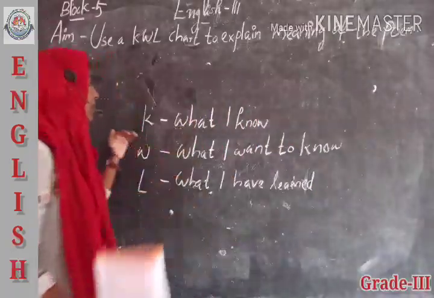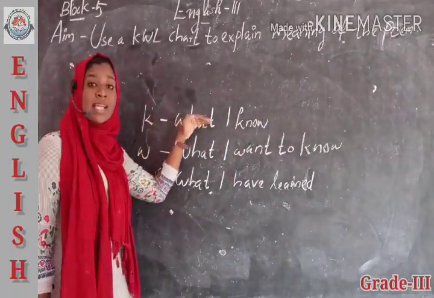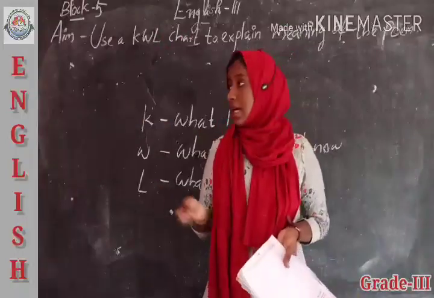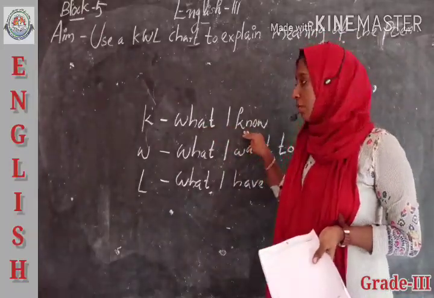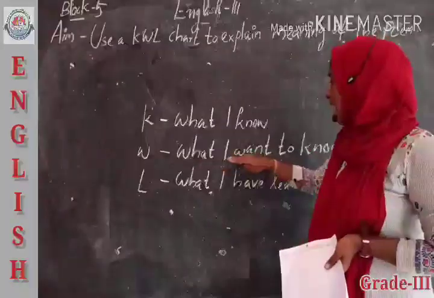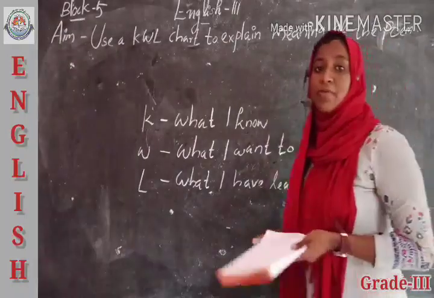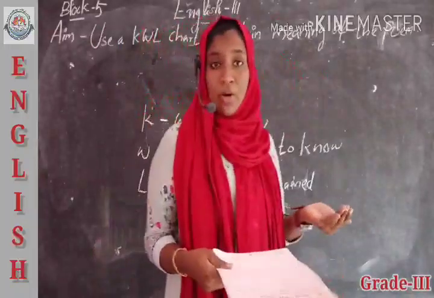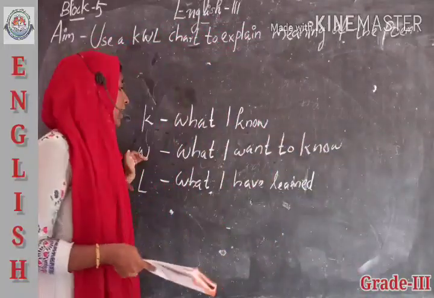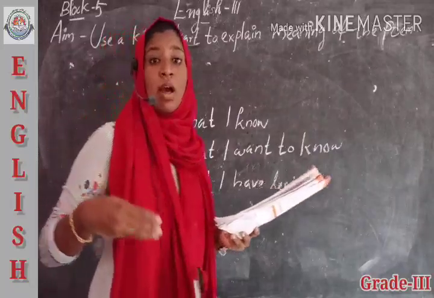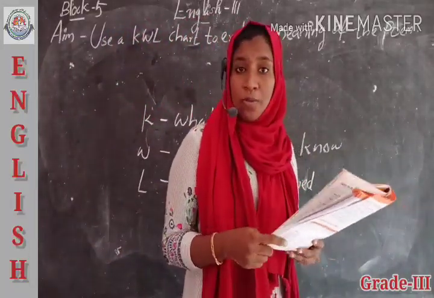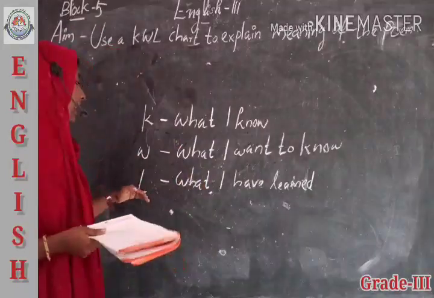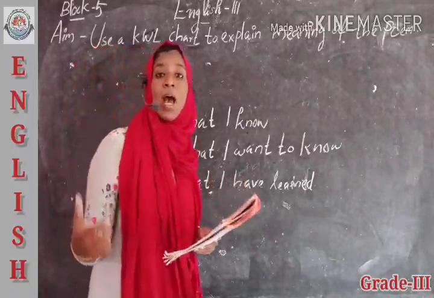So, please look here. Here K stands for what I know. That means what we already know, isn't it? W stands for what I want to know. Yes, before going to a poem, here you can write what you already know in the K part, and in the W part you can write what you want to know from this poem. Yes, indeed. So, we can write questions in that part. And L is what I have learned.